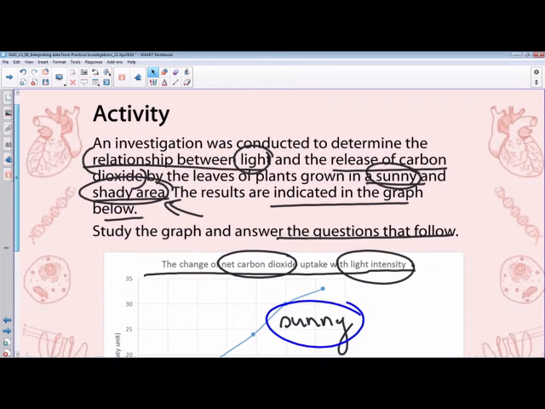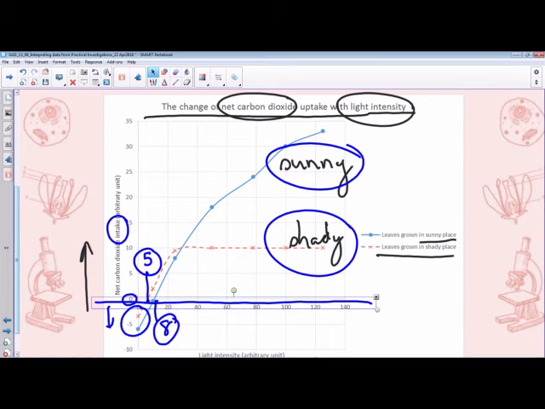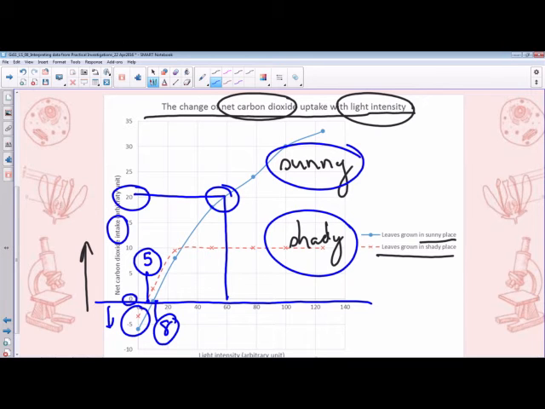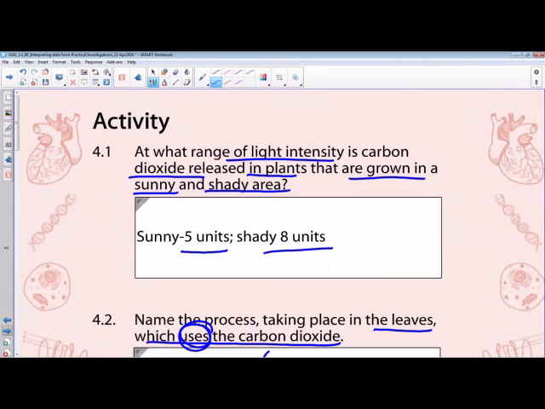Okay, so at 60 units, guys, let's look at this. Let me get to my highlighter, and if we go up here, if we look at extrapolation, remember you've got to use a ruler. At 60 units of light intensity, if we extrapolate further up, we will find that it touches the graph around that area there, and if we extrapolate onto the y-axis, we find that it uses approximately 20 units of net carbon dioxide. So the answer there was 20, and that was purely for extrapolation.